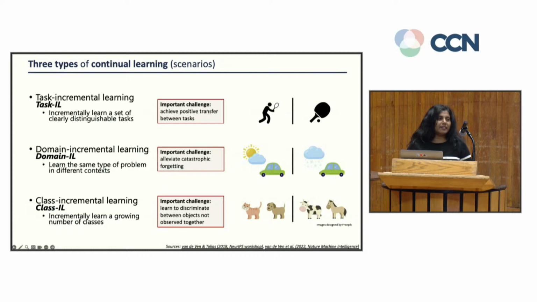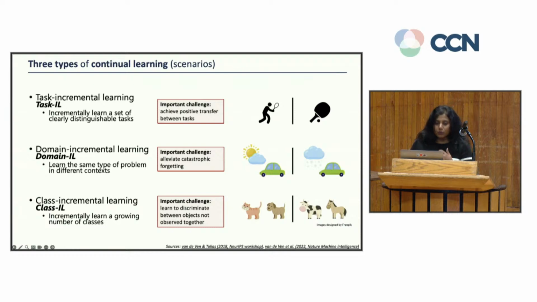So, but here, think of an autonomous vehicle, like a car, that is driving in different scenarios, on a foggy day versus a clear day, on a rugged road versus a clear road. So it should be able to learn the same type of problem in different contexts. So in this scenario, you're trying to address the catastrophic forgetting problem.